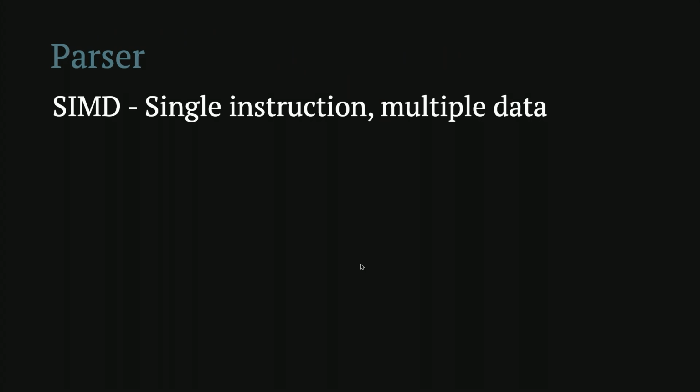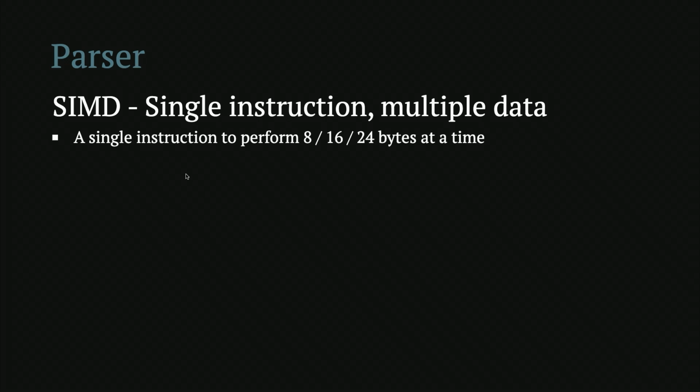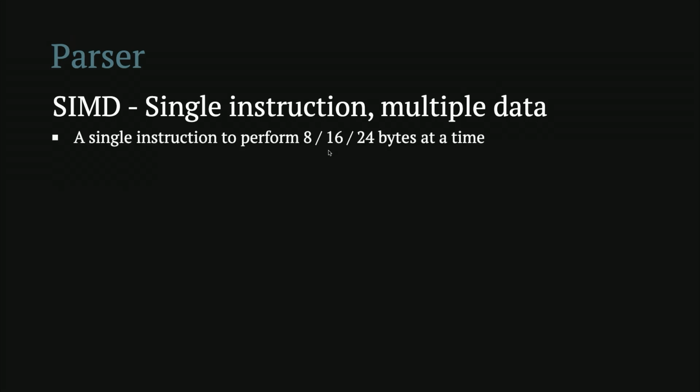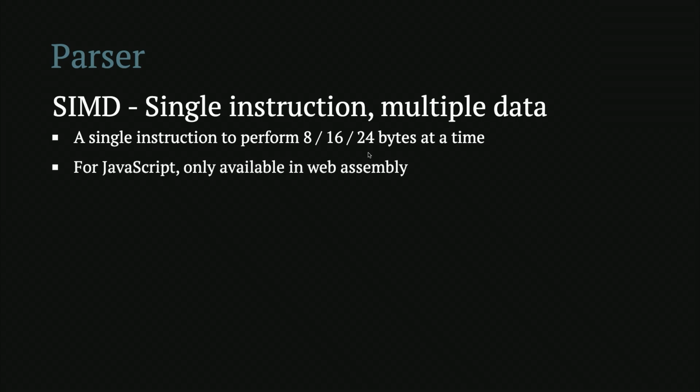And in the parser, there are more advanced features we use from the CPU. For example, there's a CPU feature called SIMD. It's called single instruction, multiple data. What you do is, instead of processing data 1 byte at a time, you can process 8, 16, or 24 bytes at a time. And for JavaScript, it's only available in WebAssembly. You can't do it in normal JavaScript.